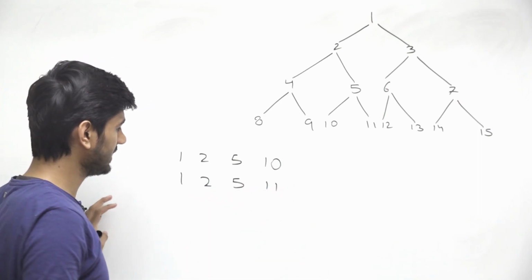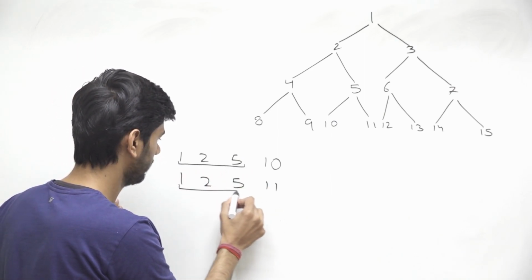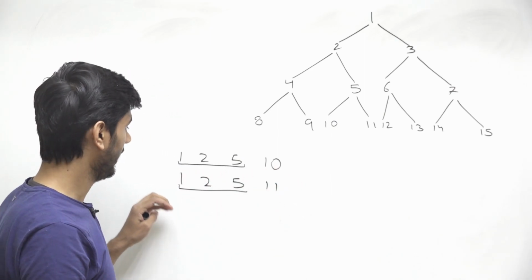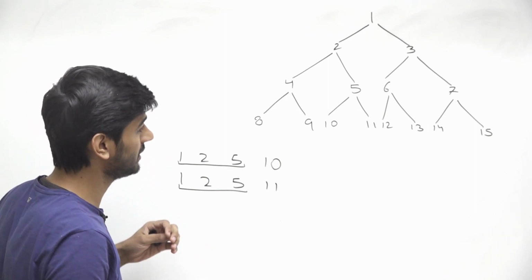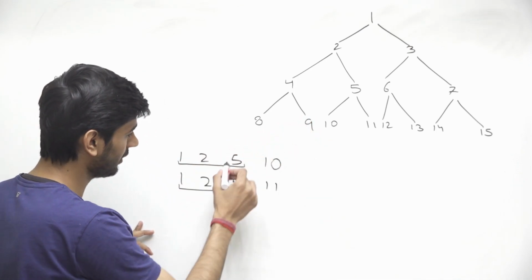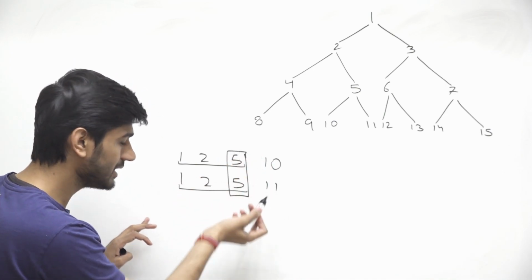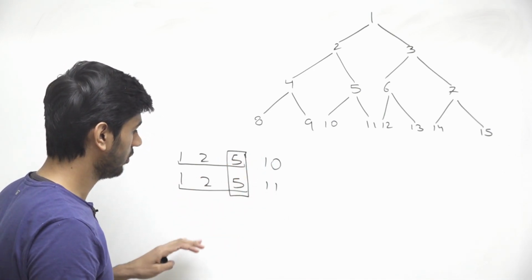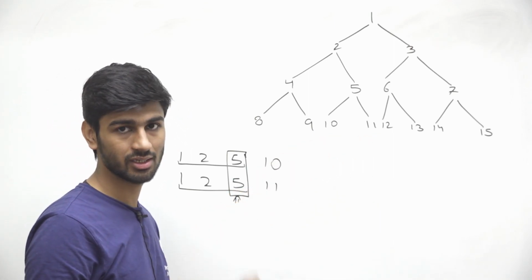So from this, can we say that we have 3 ancestors which are common to both the nodes? And out of these 3, we are interested in the lowest common ancestor. Lowest means the closest to both the nodes. So we can say that 5 is the closest, or lowest, among all these 3 nodes. Because of that, 5 will be the lowest common ancestor for 10 and 11.